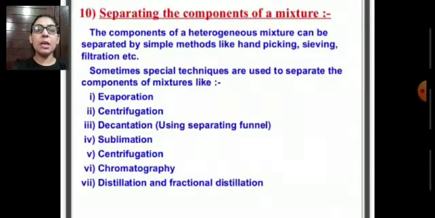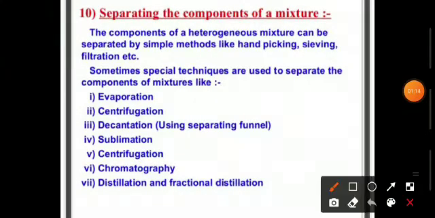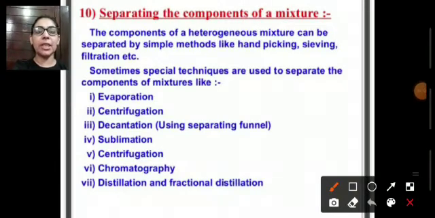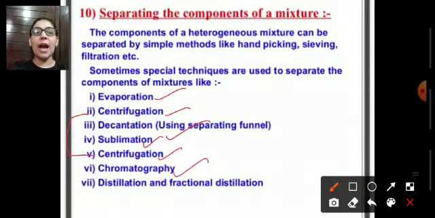Now we will study some special techniques that are used to separate a mixture. और उन स्पेशल टेक्निक्स के क्या नेम हैं, कौन कौन सी स्पेशल टेक्निक्स के बारे में हम पढ़ने वाले हैं. First one is evaporation, second centrifugation, next is decantation, sublimation, chromatography method, and next one is distillation and fractional distillation. So in total we are going to discuss 6 methods of separating the components of various mixtures. Firstly, I am going to explain the first method, that is evaporation.